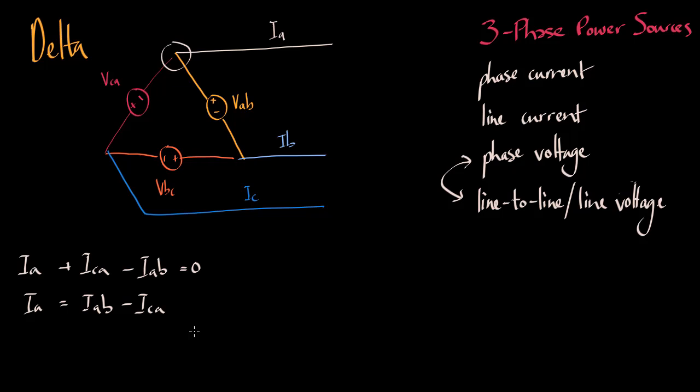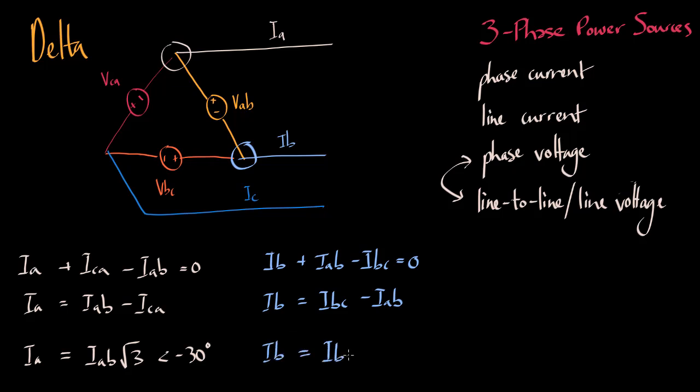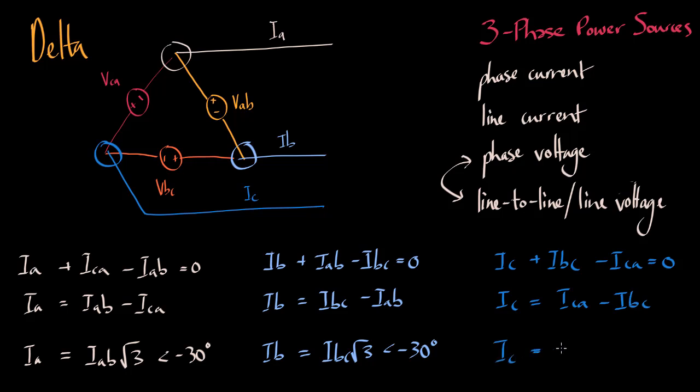Using vector arithmetic, the line current in line A is equivalent to the phase current across AB multiplied by root 3, lagging by 30 degrees. This same result can be found at the right node and at the left node. We can see here that the line currents are root 3 times the phase currents and also lag the phase currents by 30 degrees.